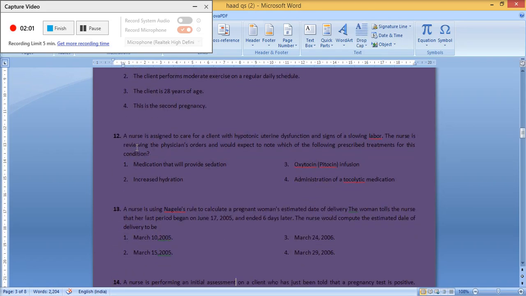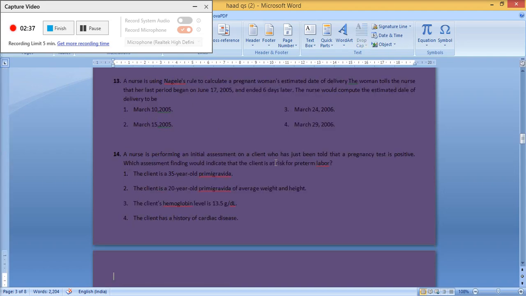12. A nurse is assigned to care for a client with hypotonic uterine dysfunction and signs of slow labor. The nurse is reviewing the physician's orders and would expect to note which of the following prescribed treatments for this condition? 1. Medication that will provide sedation. 2. Increased hydration. 3. Oxytocin infusion. 4. Administration of tocolytic medication. The correct answer is 3. Oxytocin infusion.